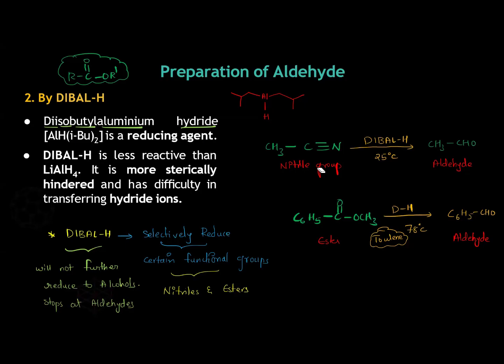Okay. So whatever nitrile groups are there, at -25 degrees Celsius in the presence of this DIBAL-H, they will convert to aldehydes. If esters are there, at -78 degrees Celsius in the presence of toluene, they will convert to aldehydes. Is that clear?